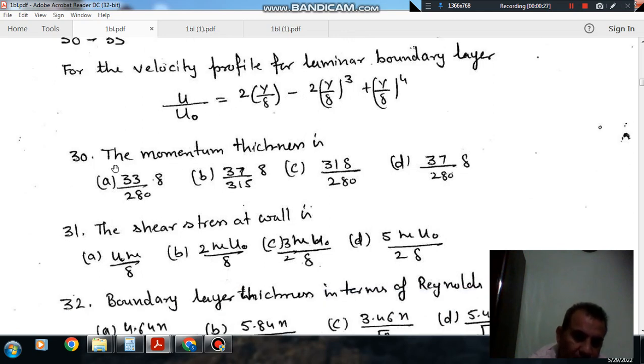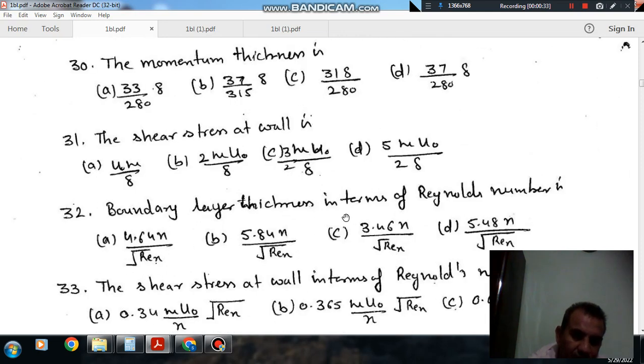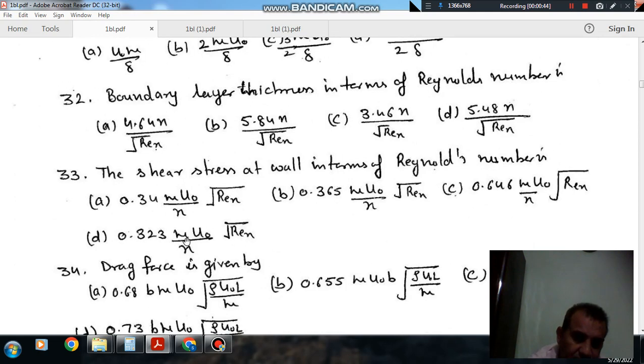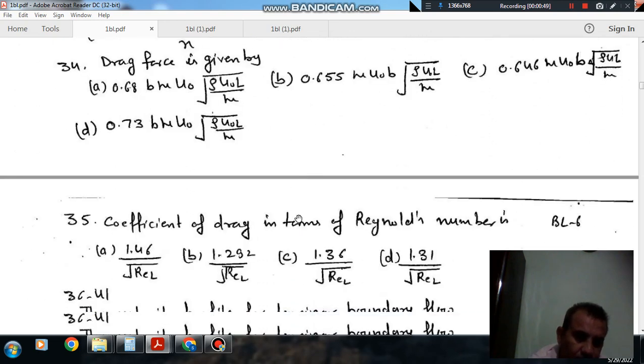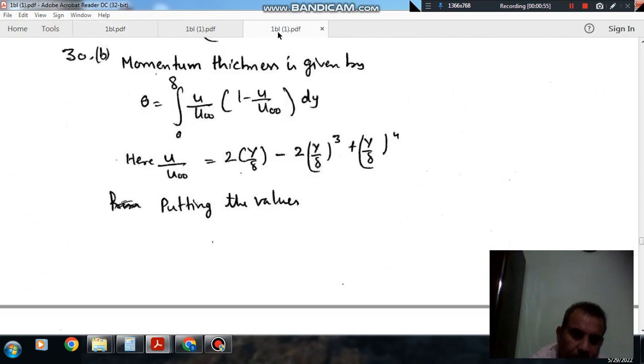Question number 30, the momentum thickness is, these are the options. The shear stress at the wall is, these are the options. Boundary layer thickness in terms of Reynolds number is, these are the options. Question number 36, the shear stress at the wall in terms of Reynolds number is, these are the options. Drag force is given by, these are the options. 35 is coefficient of drag in terms of Reynolds number is, these are the options.